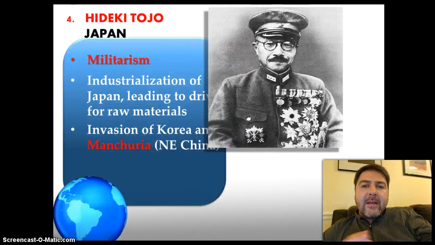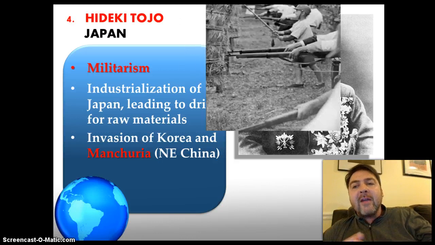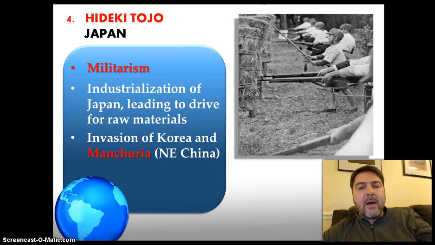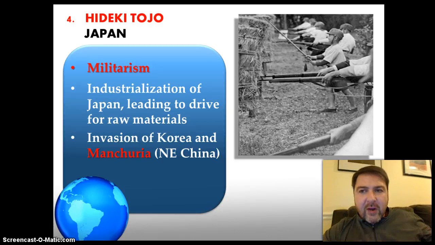Okay, and finally here, Japan, we want to know the name Hideki Tojo. And Hideki Tojo we associate with the term militarism. Japanese militarism really develops during this time in between World War I and World War II. A lot of it had to do with militarism, kind of even education in Japan became very military-based, training young kids to be soldiers.